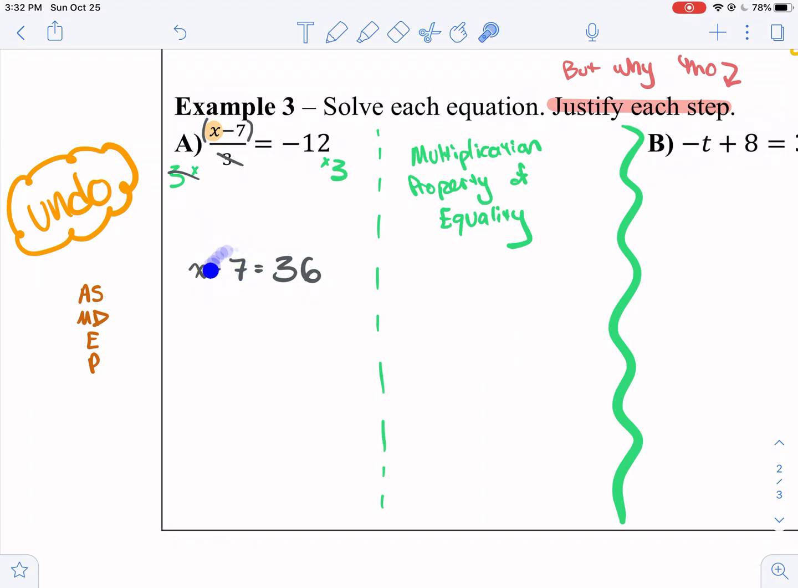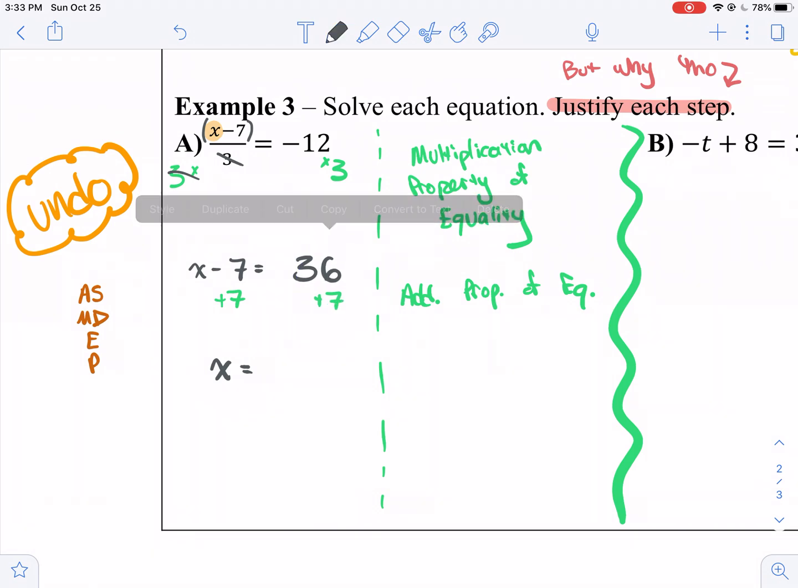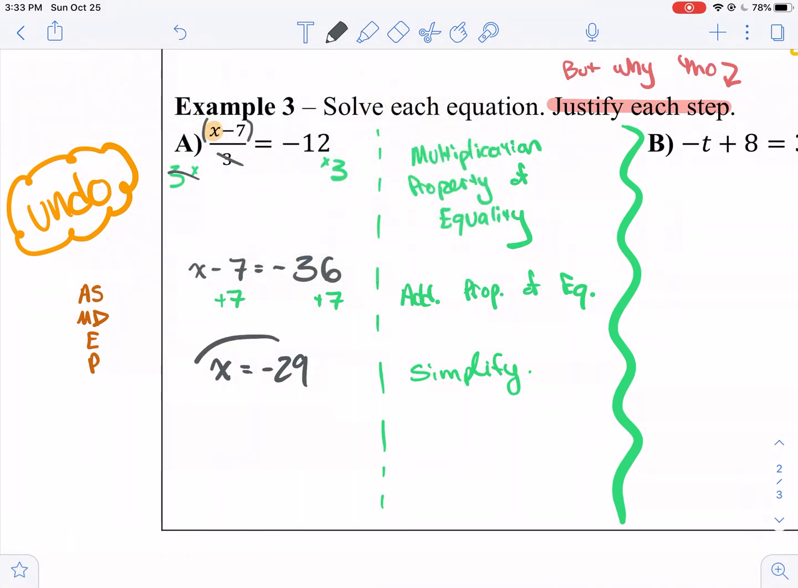So now we want to undo what's happening to our x. So we add 7 to both sides. And that is the addition property of equality. So negative 7 plus 7 is 0, so we get x. And then negative 36. Oh, shoot, you guys, I forgot the negative. Okay, negative 36. Negative 36 plus 7 is negative 29. So here we call that simplifying. There you have it. X equals negative 29.